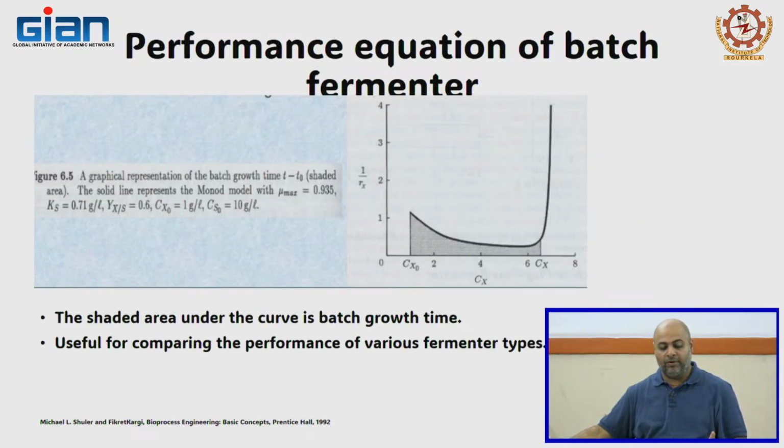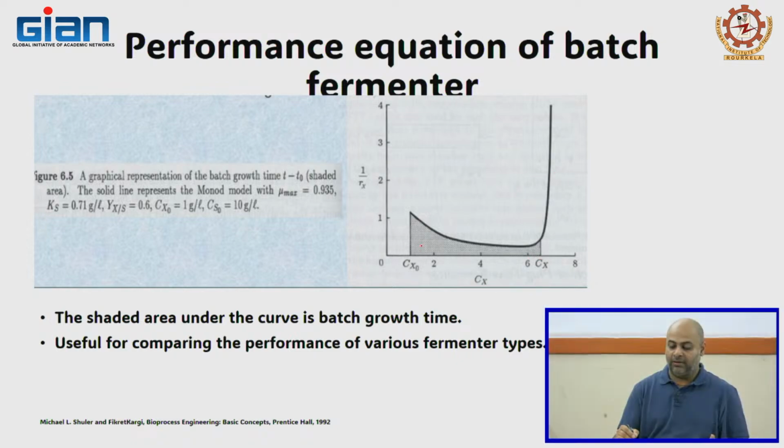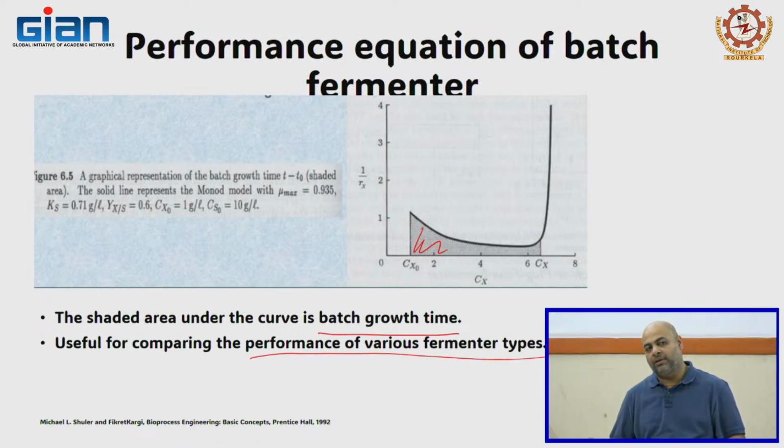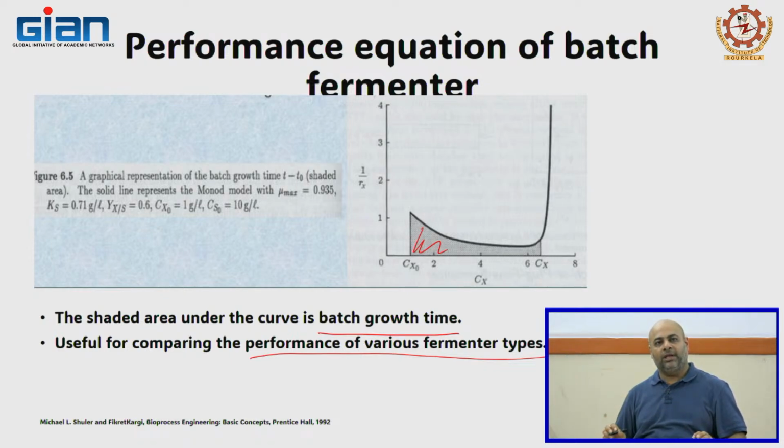This is what we have already discussed. So, you have 1 by Rx Cx. This shaded area is basically your batch growth time, and it is useful for comparing the performance of various fermenter types. So, if you are looking at the batch reactor, the fed batch reactor, the CSTRs, the plug flow reactors, you can actually develop this equation for that. And when you compare how much would be the shaded areas for all of those fermenters, you would be able to say this one is better or that one is better.